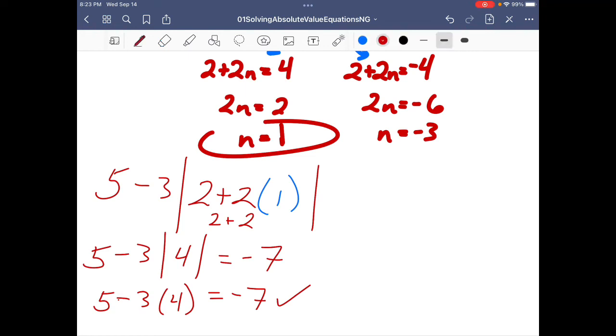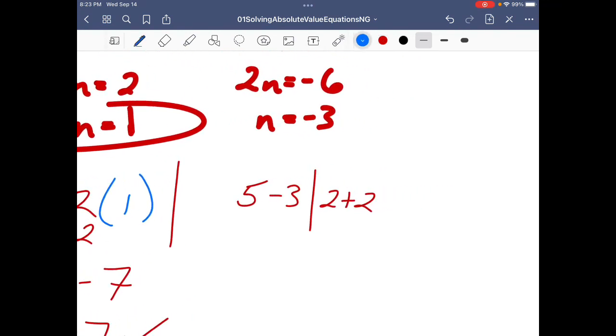What about this other one? Well, you got to check it. You don't assume that if one works, the other one doesn't work. It could be the case that they both work. Could be the case that neither of them work. So we're going to do what it takes. We're going to plug in negative 3. Now remember, we're checking to see if it equals negative 7. Just don't lose track of that. Little order of operations, right?